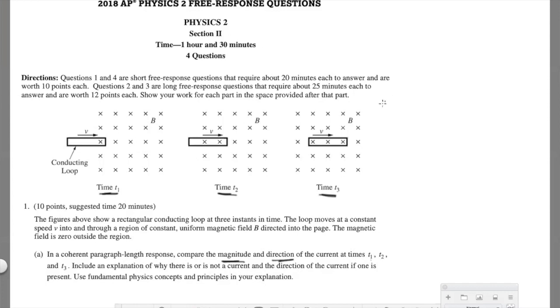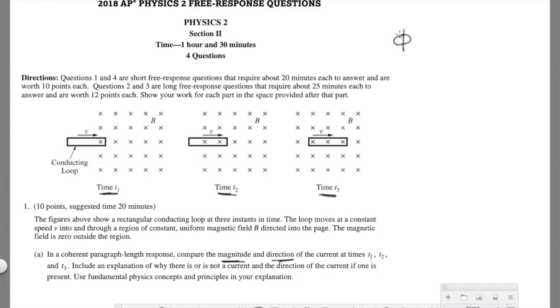Okay, so first let's just talk about the background here. So this is an induction question where we have current being generated in a loop with no battery present. You're looking at this loop, there's absolutely no battery in there, but current can be generated through a change of magnetic flux. So I guess let's just review the equation for magnetic flux.